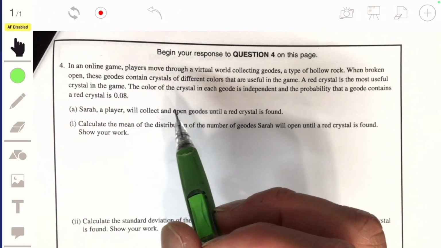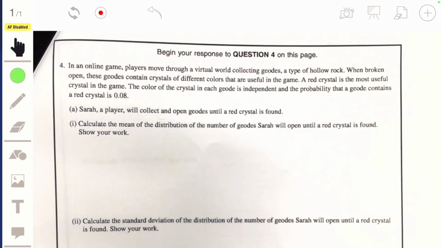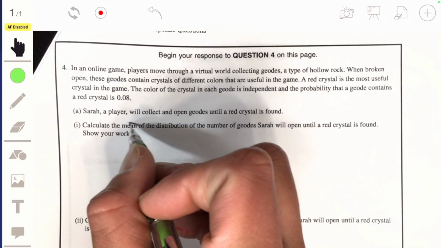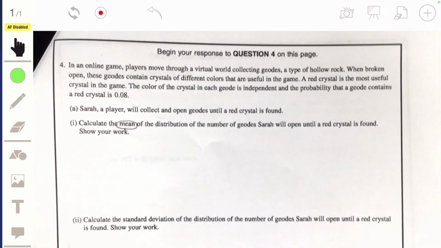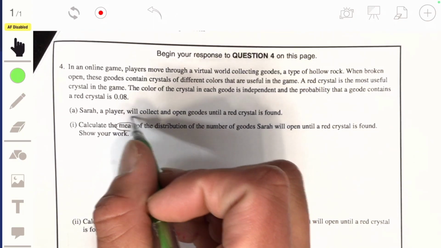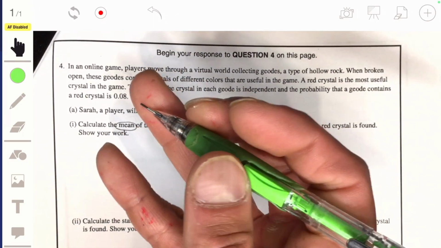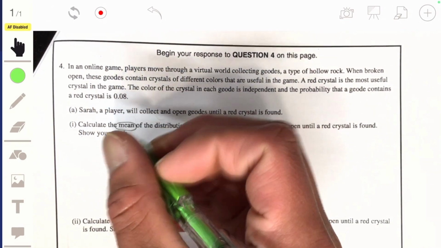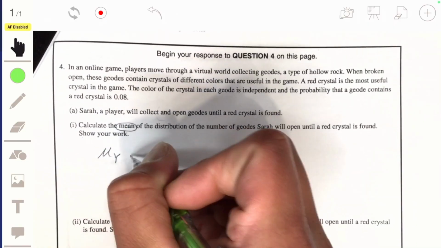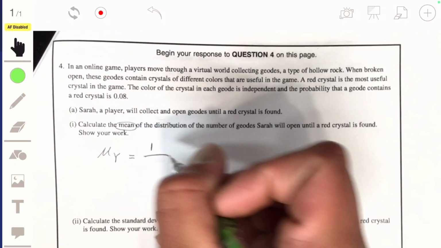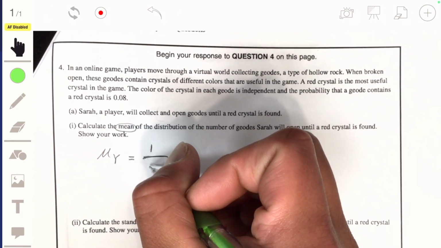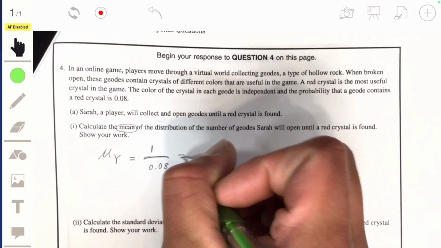found. Show your work. Okay, so this is a geometric distribution, which is basically a distribution that describes the probability until something happens. So we want to basically find the average amount of geodes she has to open until a red crystal is found. That's what we mean by the mean. So this will just be 1 over the probability of a red crystal being found. So 1 over 0.08, which will be like 12 or something.